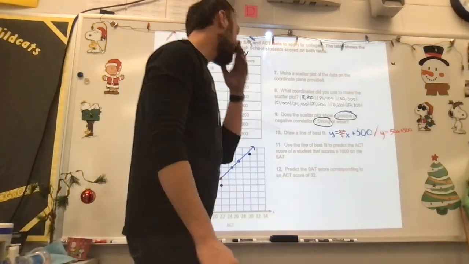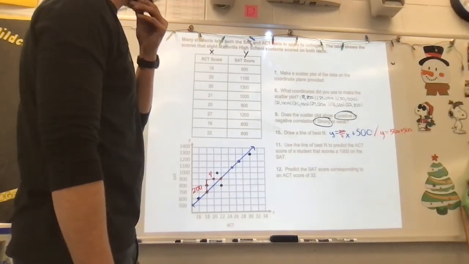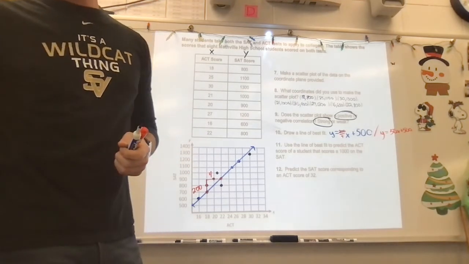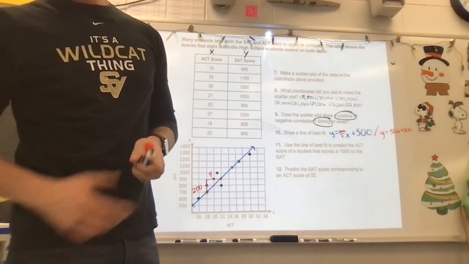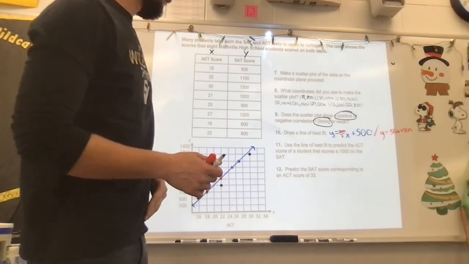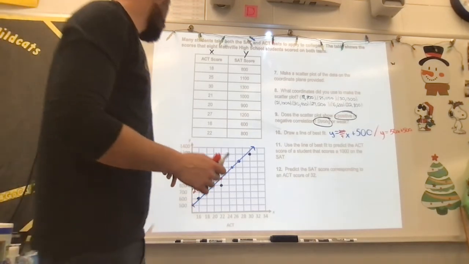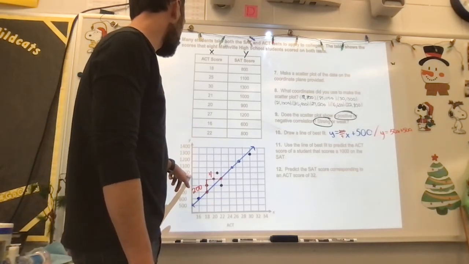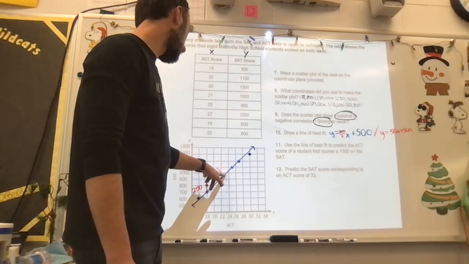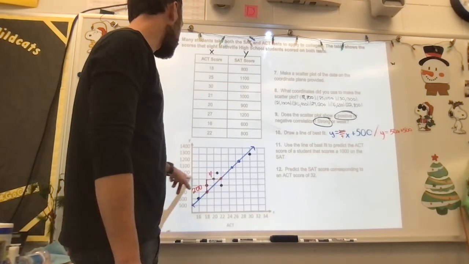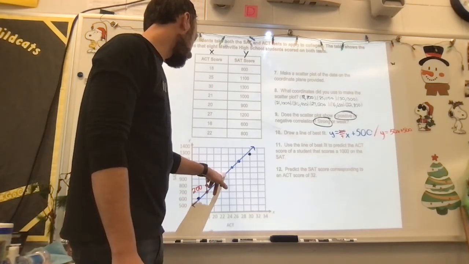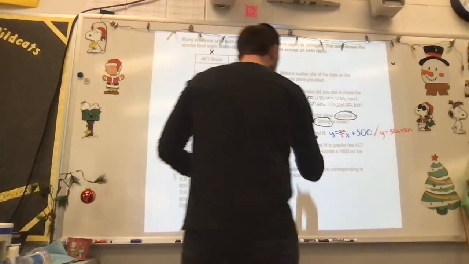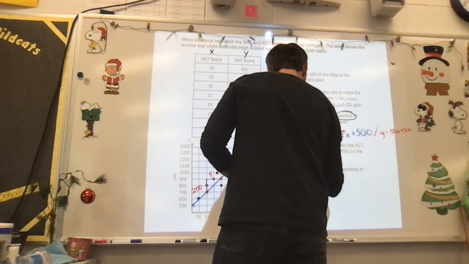Use the line of best fit to predict the ACT score of a student that scores 1,000 on the SAT. So we need to find a student that scored 1,000 on the SAT, and we need to predict their ACT score. So 1,000 on the SAT, we go over, and it's right there. It's kind of right between there, so if I go straight down, that's between 22 and 23. So we would predict that they would score 23 on the ACT.